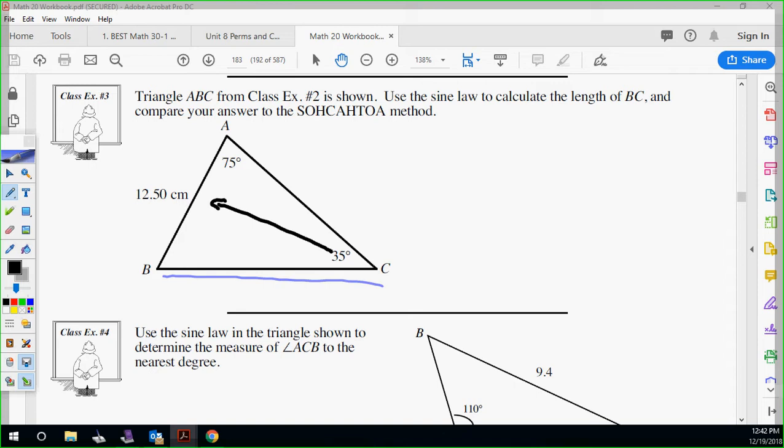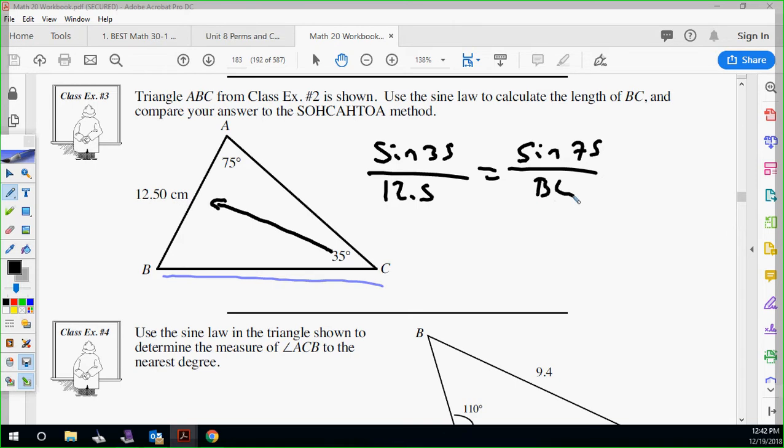So you're going to go sine of 35 makes 12.5 equals sine of 75 makes side A or BC. The reason you want to put your sides on top is because the thing I want is on the denominator, and it's easier to solve when it's the other way around. So in this case, I'm just going to tell you to switch it real quick. You can do it either way if you're good at your solving, but this is just a little bit quicker, I think, because you have one thing to do.